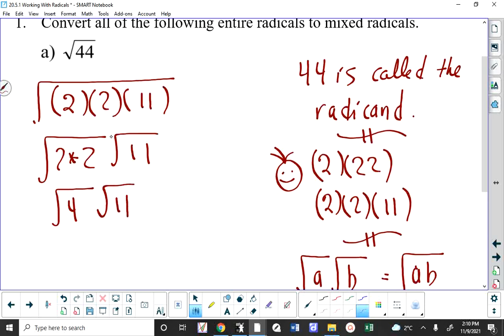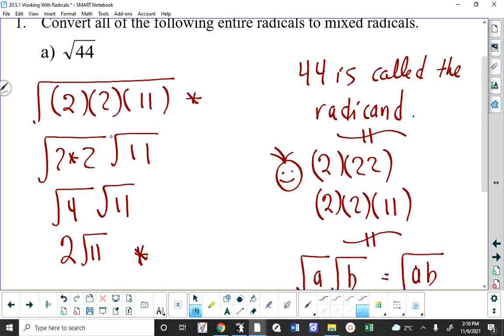And the square root of 4 is not irrational. It's a rational number. It's 2, so you get 2 root 11. Now, personally, I don't really care about these 2 middle steps. What I care about is this step and this step.